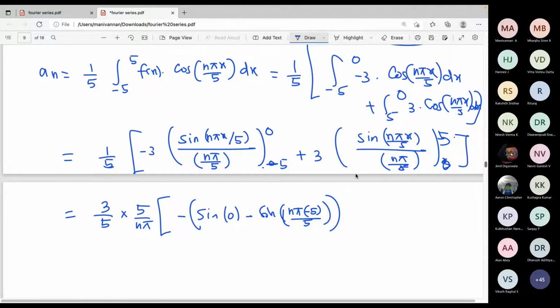Yes, sir. So sine of minus theta is minus sine theta. So sine n pi here we are having. Is it clear? Yes, sir. So overall it is 0. This is also 0. So this term will vanish. This term will vanish.